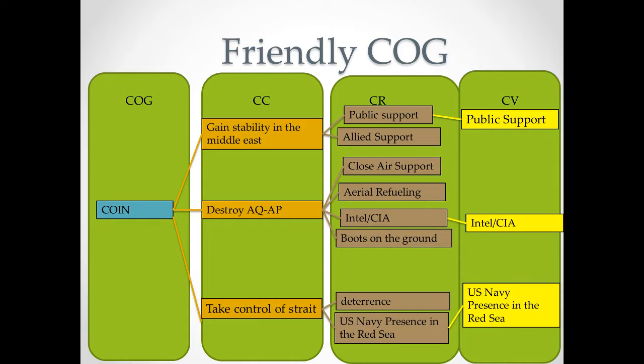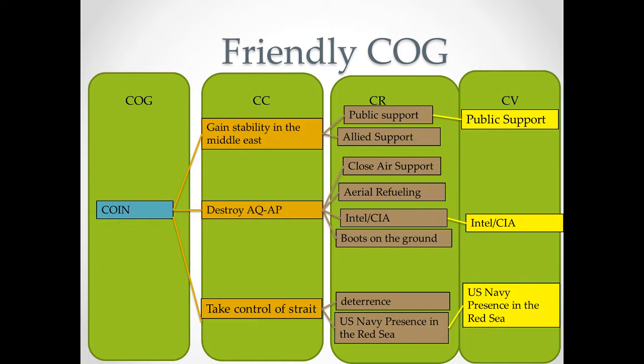Those lines just help you keep it organized for when you get over to the critical requirements, or CR. Critical requirements are what you need in order to conduct your CC. What are the things that, if you didn't have them, your critical capabilities would not work? For example, to destroy AQAP, we're going to need close air support, air refueling, intel, and boots on the ground, just as a few very small things. Of course, we'll need space, for those of you in Colonel Kaz's class. Those things are what we need in order to destroy AQAP. We have to have them, otherwise we'll be unable to effectively destroy AQAP.